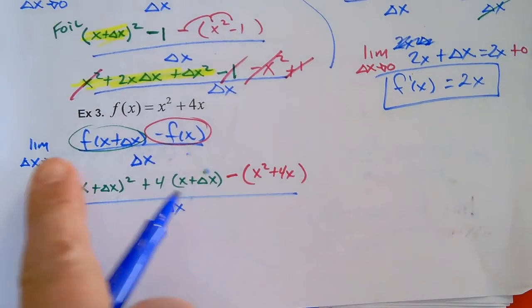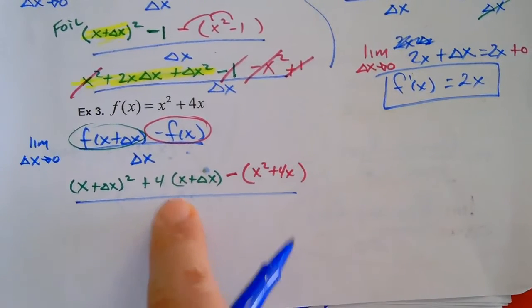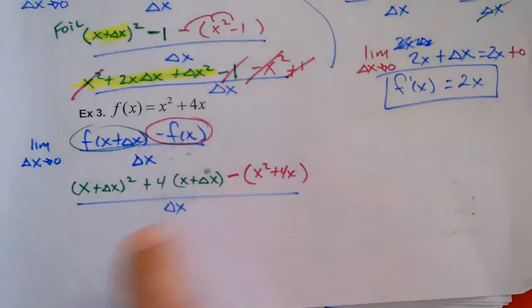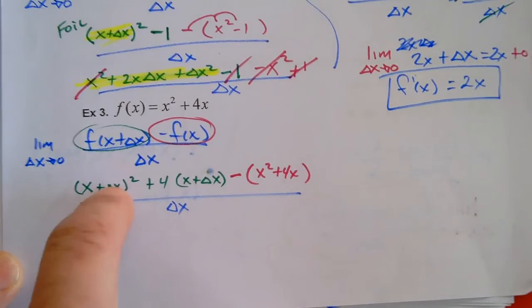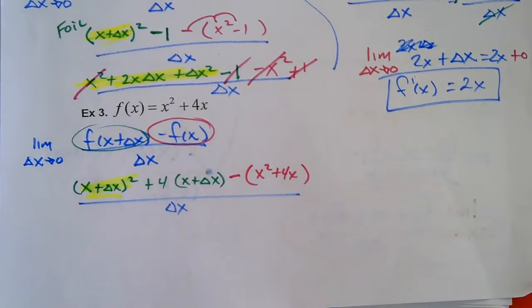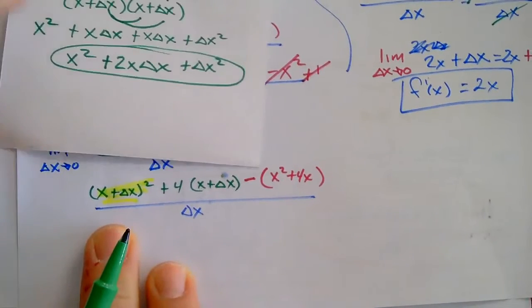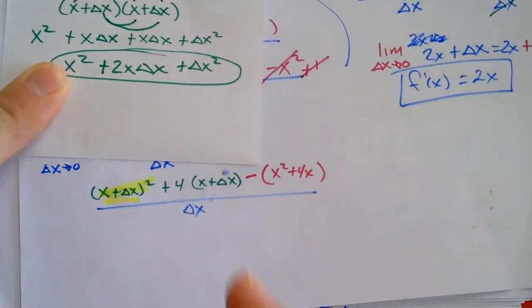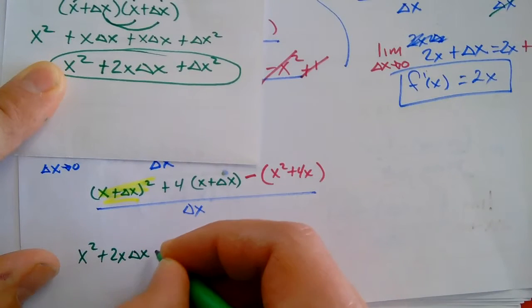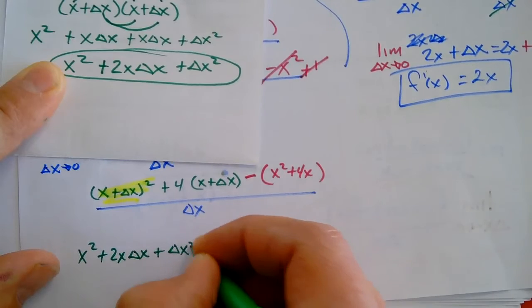Again, I can't plug in 0 because of the denominator. I eventually have to get rid of this denominator or I can't find this limit. So we do a little algebra. Again, you remember this? How many times do we do this? 1,000 times. So the faster you remember this, the better. That's going to be x squared plus 2x delta x plus delta x squared.